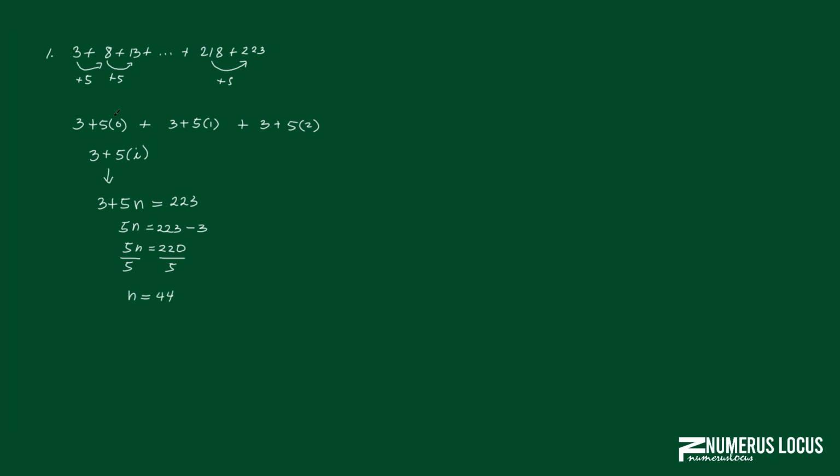So we have started from i equals 0 and we're going to end at 44. So our summation now is the summation of our summand, which is 3 plus 5i. We started from i equals 0. So we have 3. And our last or our upper bound will be 44.